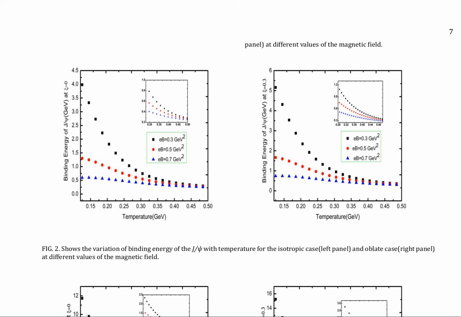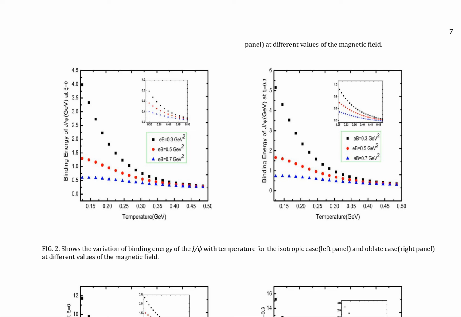It focuses on the isotropic and oblate cases, examining how these conditions affect the quarkonia's stability. In Figure 2, the binding energy of the J/psi is presented as a function of temperature for both isotropic and oblate scenarios at different magnetic field strengths.